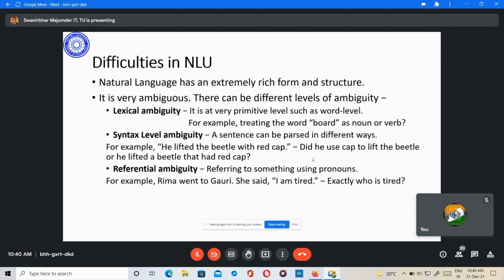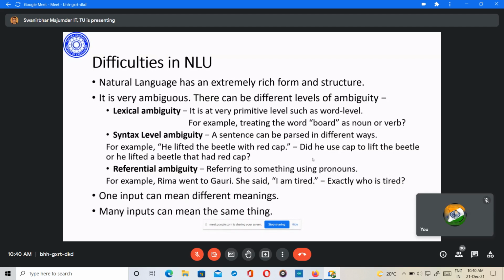Yes, sir. So one input can mean different meanings, as well as many inputs can mean the same meaning. So these are the issues of natural language understanding. That's why natural language understanding is more difficult than natural language generation. Okay, clear up to this?